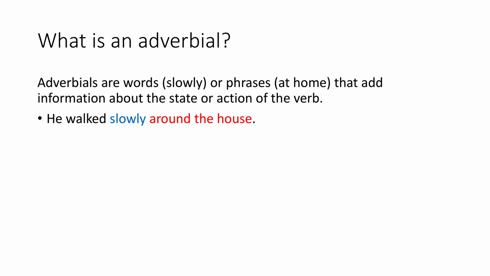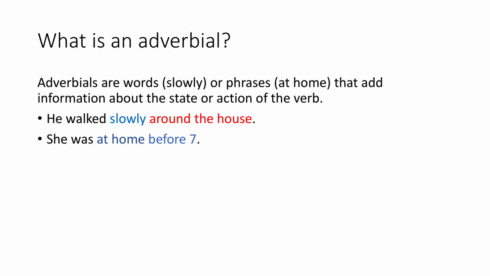Here is one example. He walked slowly around the house. And here we have two adverbials. The first one, slowly, is just an adverb. The second one is a prepositional phrase. One of them is describing the manner in which the action of the verb, walk, happened, and the second one describes the location of this action.